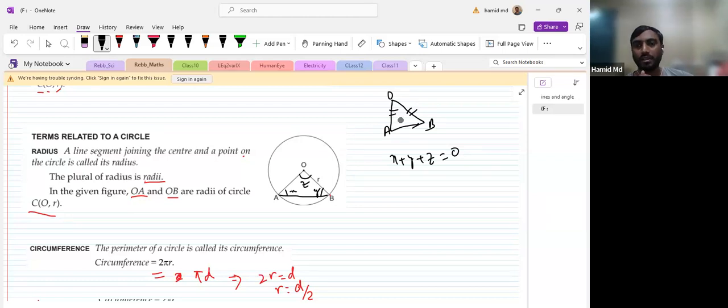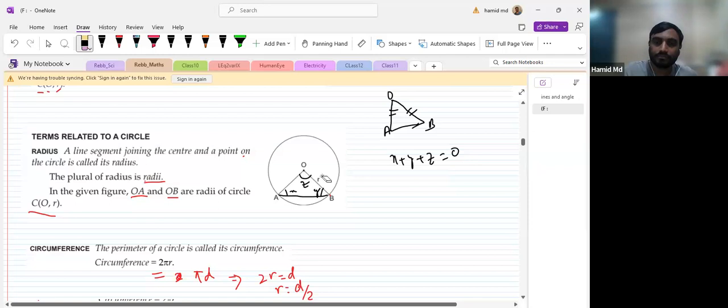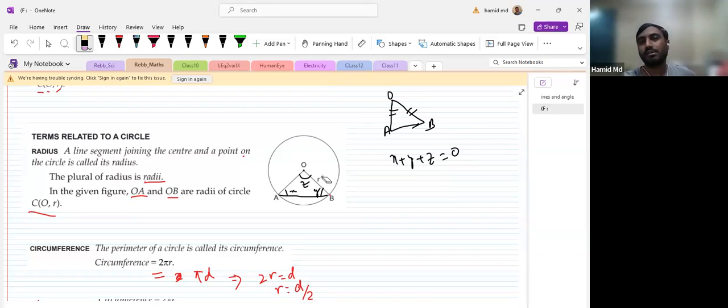If I ask the same question omitting the circle, then I have to say OA and OB are equal. But when I am giving it inside the circle, it is well understood that OA and OB are the radius, and I won't tell anything regarding these two sides, OA and OB. Got the point? So OA and OB are equal. This is obvious because it is the radius of a circle.